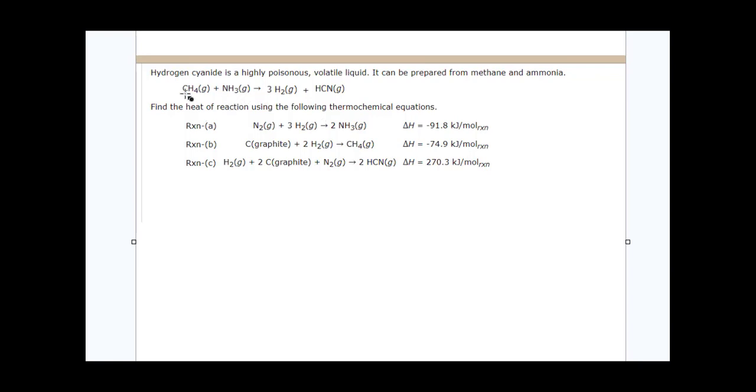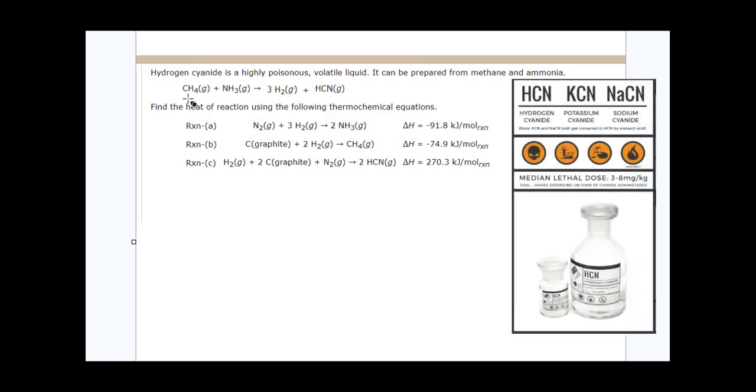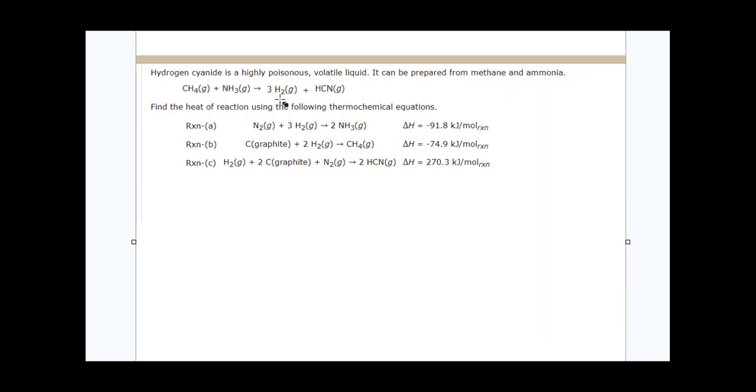Here's a reaction where we've got methane and ammonia making hydrogen gas and hydrogen cyanide, a toxic substance. Now, all of the atoms work out. One carbon, 4 plus 3, 7 hydrogens, 6 plus 1, 7 hydrogens, and 1 nitrogen and 1 nitrogen. It's a balanced reaction. That's pretty well set.